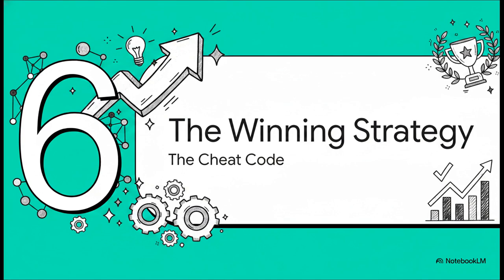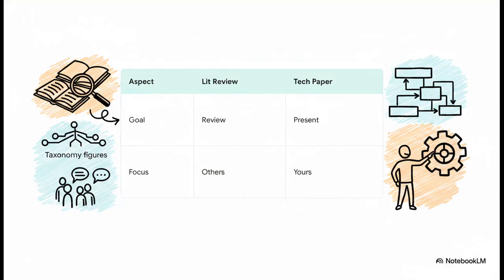This is basically your cheat code. Consider this matrix your ultimate cheat sheet. It perfectly summarizes all the fundamental shifts we've talked about today. The Lit Review's goal is reviewing existing work, focusing on what others did, using a comparative style and taxonomy figures. Meanwhile, the technical paper presents new work, focusing on what you did, using a methodological style and architecture diagrams.